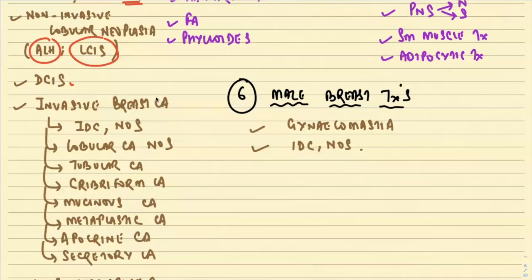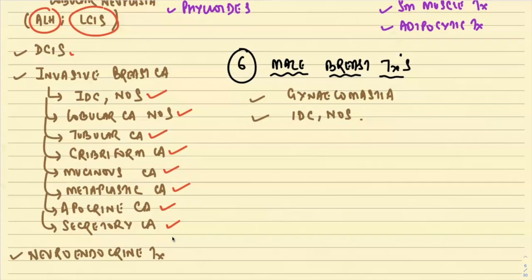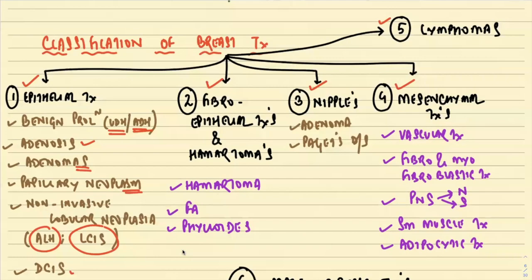Now, invasive breast carcinoma can have several types. The most common is invasive ductal carcinoma NOS, no other special type, then lobular carcinoma, tubular carcinoma, cribriform carcinoma, mucinous carcinoma, metaplastic carcinoma, apocrine carcinoma, and secretory carcinoma. I will show you the histopathology of all these different tumors in detail. And in the end, we also have neuroendocrine tumors involving the breast. All these come under the epithelial tumors of the breast.